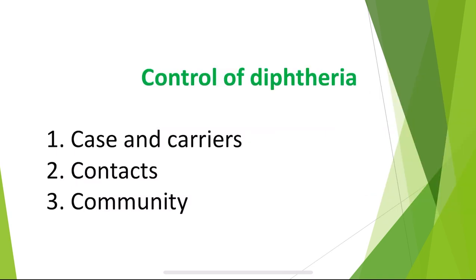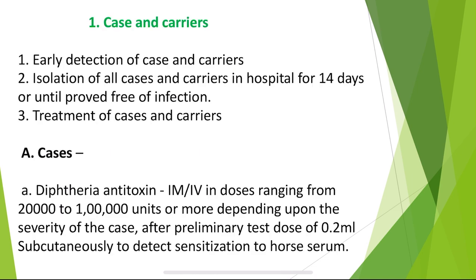Now we will move further to the control of diphtheria. In the control of diphtheria, we have to discuss the cases, the carriers, contacts, and the community. To begin with, the cases. Whenever diphtheria is suspected in a patient, the diphtheria antitoxin should be given without any delay, either IM or IV.